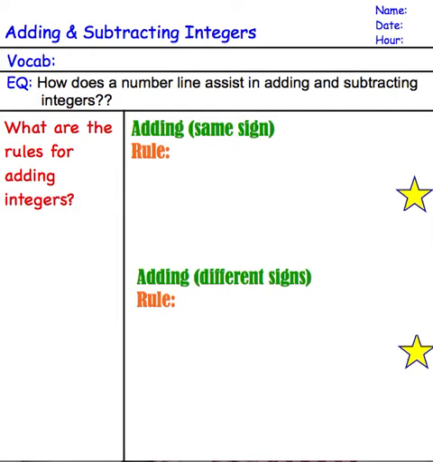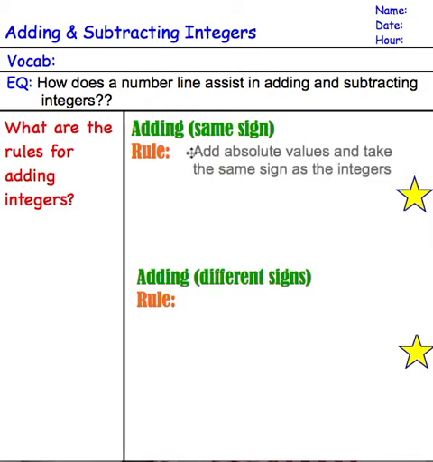Next learning target focuses on adding and subtracting. And today we're going to start with adding and subtracting integers. So our rule we've got here is if we're adding and the signs are the same, we're going to take the absolute values of each number, which remember are always positive. We're going to add them together, and then we'll take the same sign as the integers had originally.